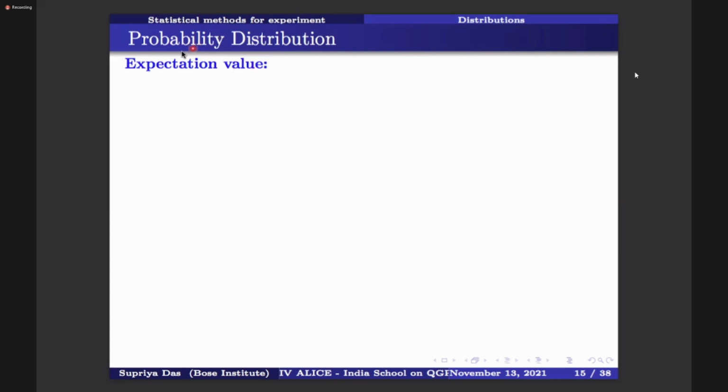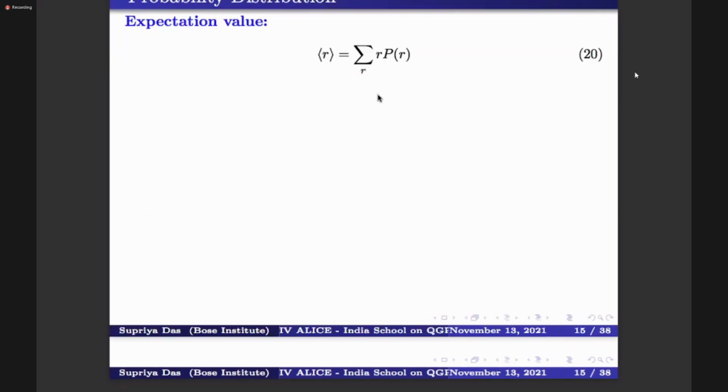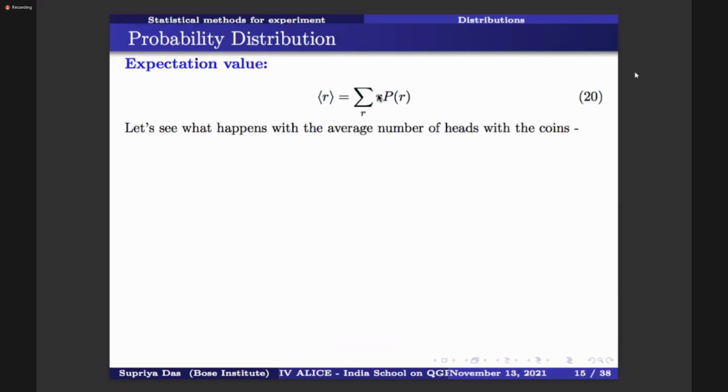What is the expectation value? Okay, what is the expectation value of this? That can be calculated. We know that the expectation value of R is given by the sum over R times PR. Let's see what happens with the average number of heads with the coin. So we all know that the expectation value is this, but let's see whether it comes out to be like that or not. So this is R and this is PR, right?